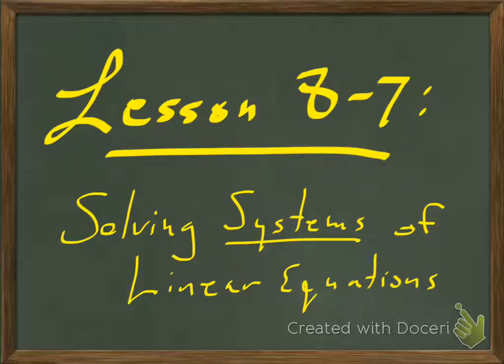Well, good evening. This is lesson 8-7, and what we're going to do is put together linear equations to make a system. "System" sounds like a fancy word. All it really means is we're going to graph two different lines at the same time. So what we're going to do is graph two lines and see where they cross.